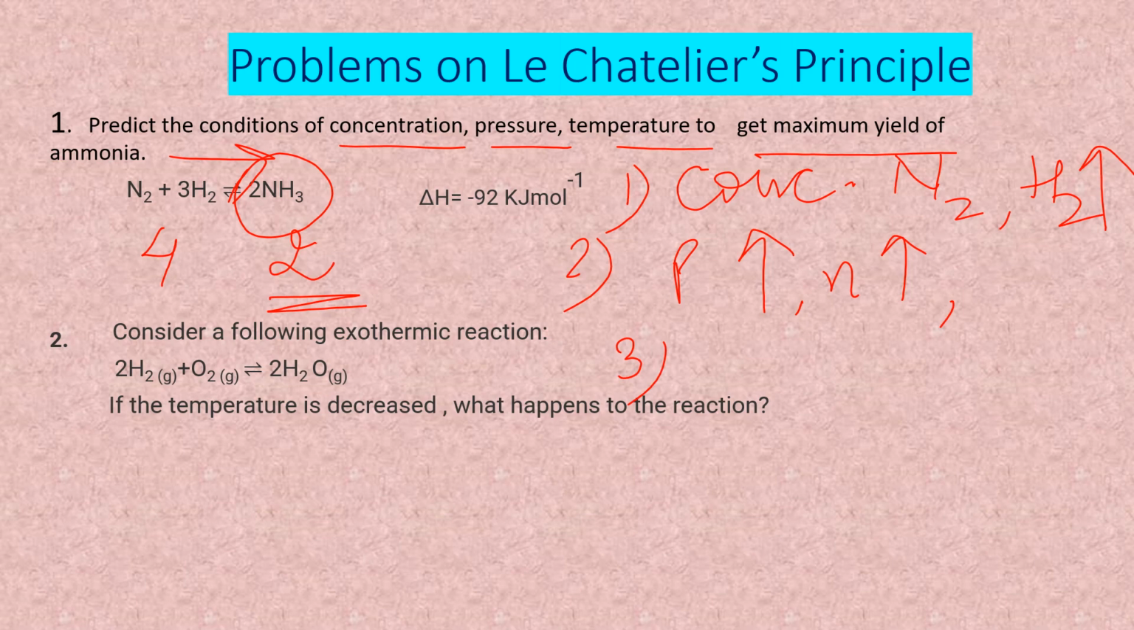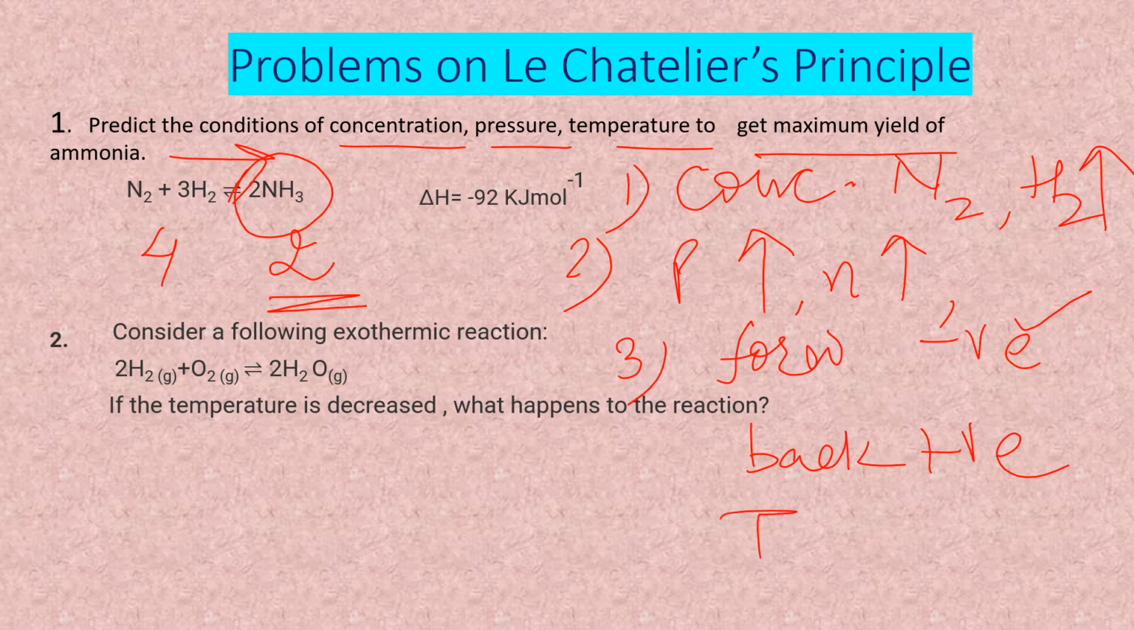Effect of temperature. You can see forward reaction is exothermic reaction, backward reaction is endothermic reaction. So we have to move the reaction towards exothermic direction. That is, we have to decrease the temperature so that the reaction can move towards the increased temperature, that is in the forward direction.